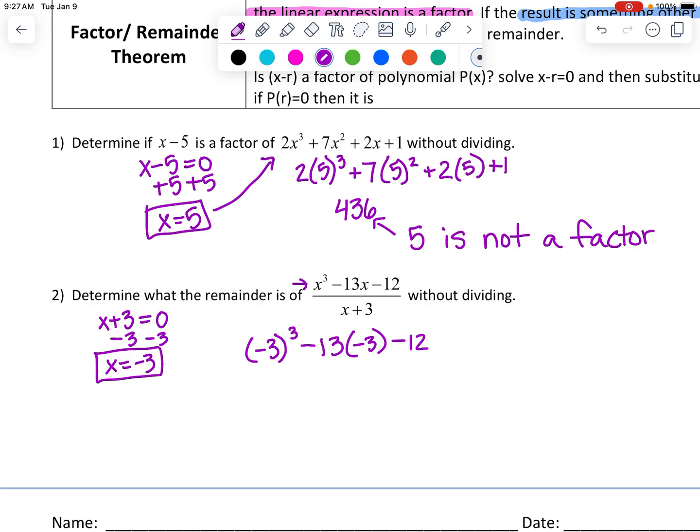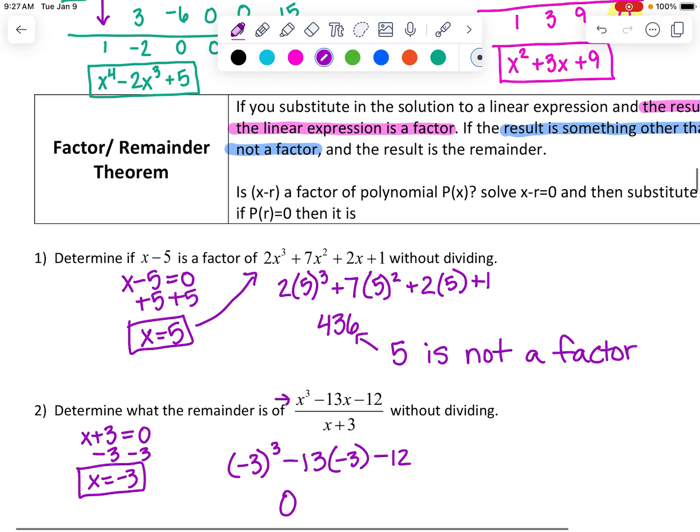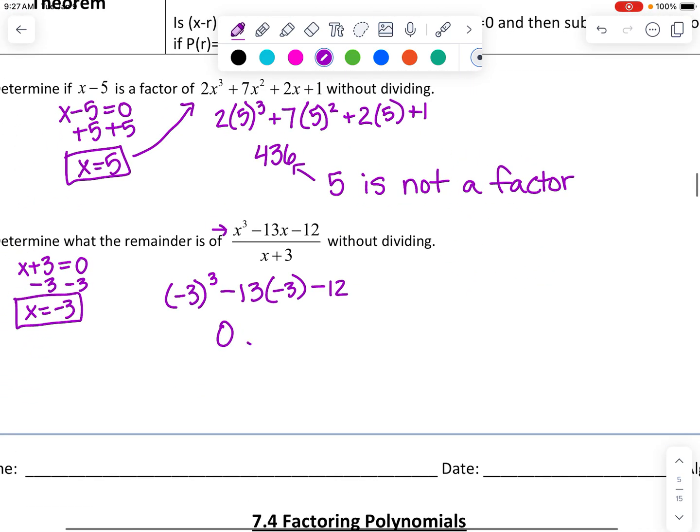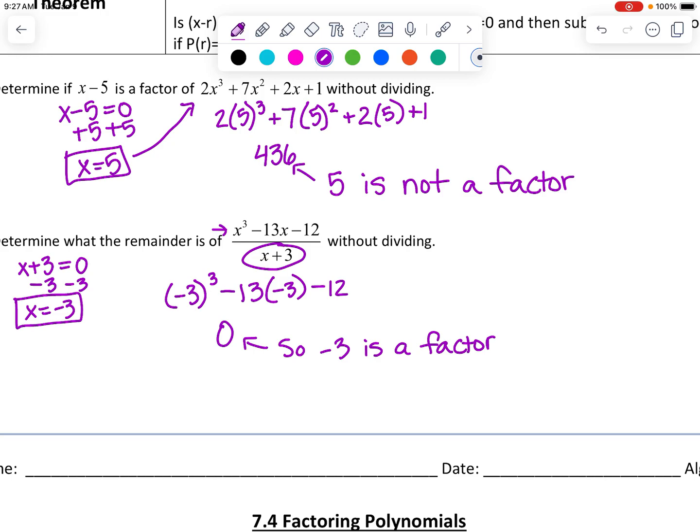When I type that in, I get 0. So again, going back up here, if the result is 0, then that linear expression is a factor. Okay? So we'd say, since it's 0, negative 3 is a factor. Okay? Meaning x plus 3 is a factor of that polynomial.